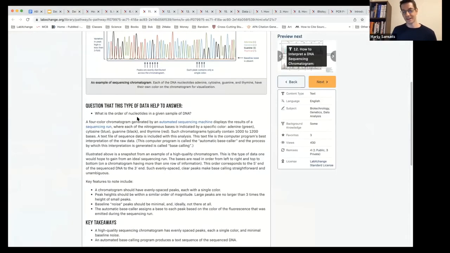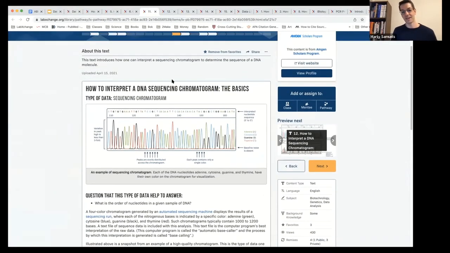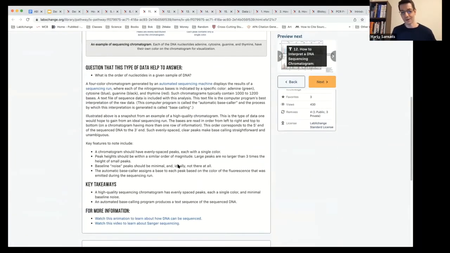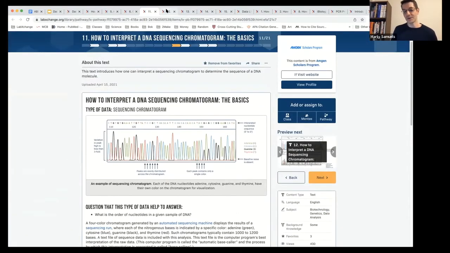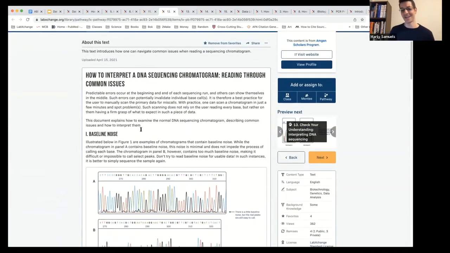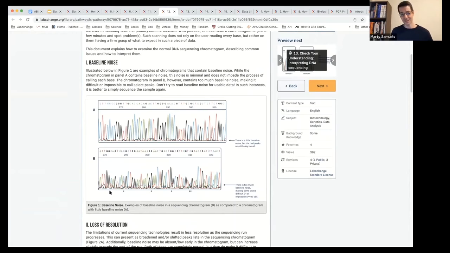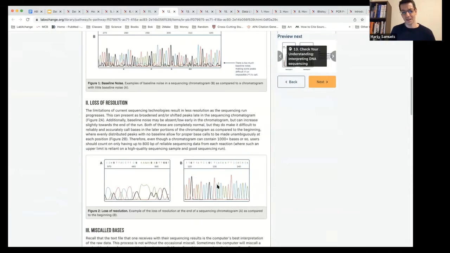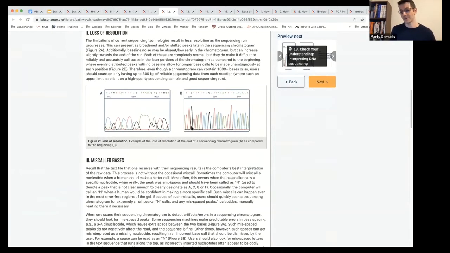So here's an example of how to read a DNA sequencing chromatogram from an ideal example. And here are all the little anatomical parts of that sequencing data that you should look for. And then we also have, okay, well, it often doesn't look that good as the ideal data, right? Sometimes the baseline noise is a lot noisier than you expect it to be. So how do you deal with that? And sometimes these peaks are not as sharp as you want them to be. They have much less resolution, they're much broader. How do you deal with that?